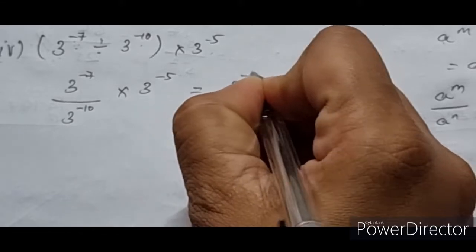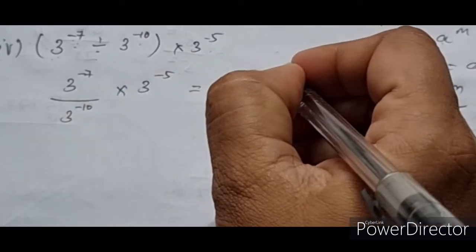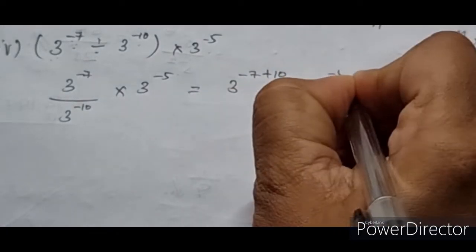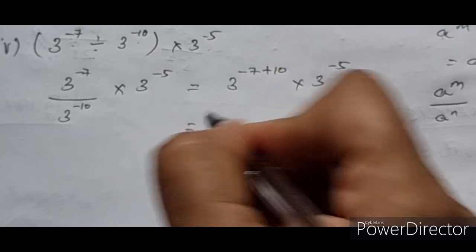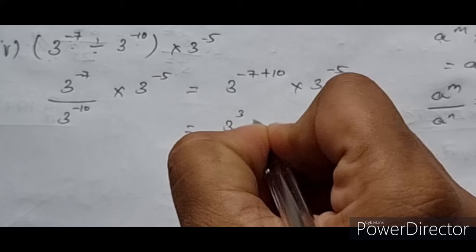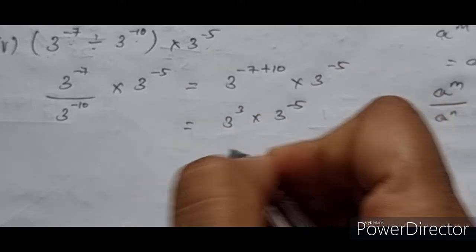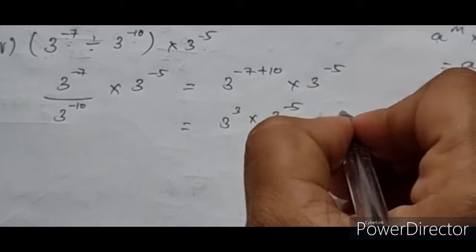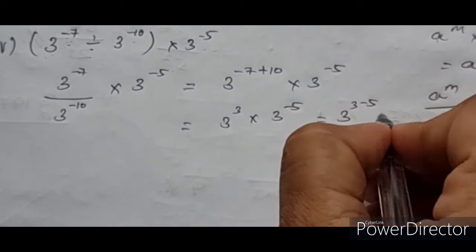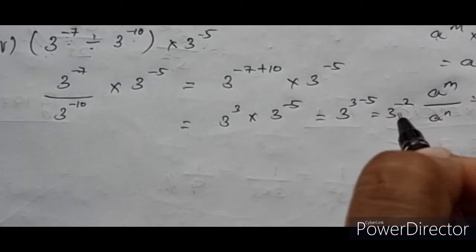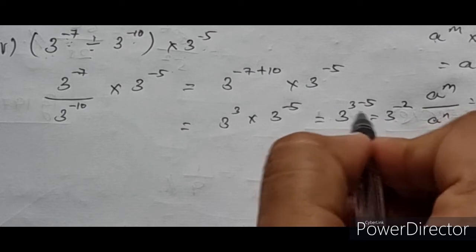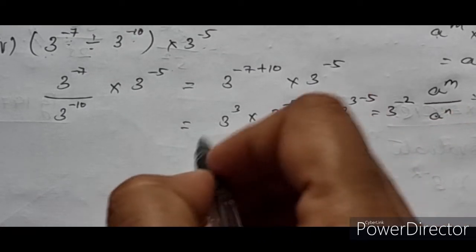So 3^(-7), when I do a reciprocal, this becomes plus 10, × 3^(-5), which is nothing but 10 minus 7 is 3. 3^3 × 3^(-5), which is nothing but 3^(3-5), which is nothing but 3^(-2). 3 minus 5 is, the biggest number's sign is minus, so 3 minus 5 is minus 2.